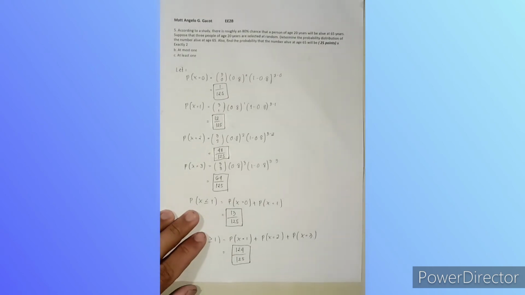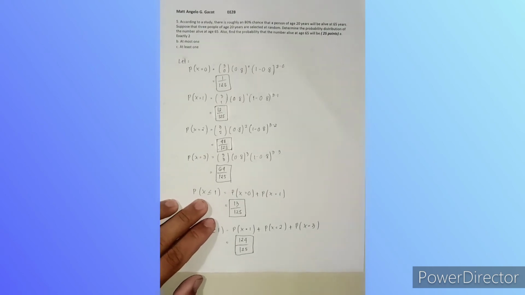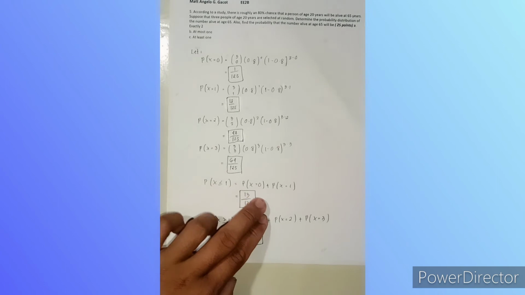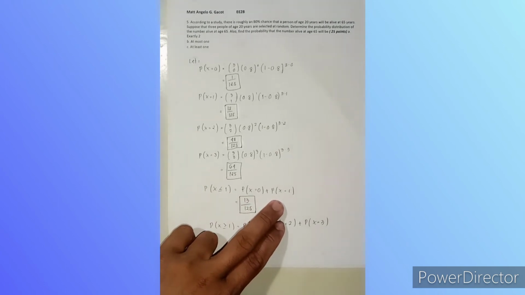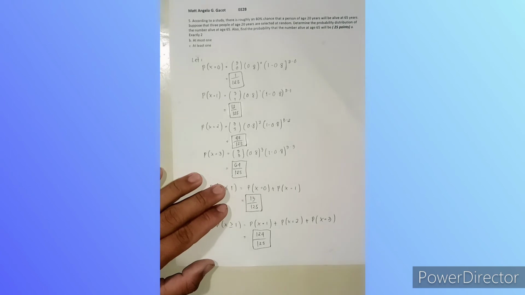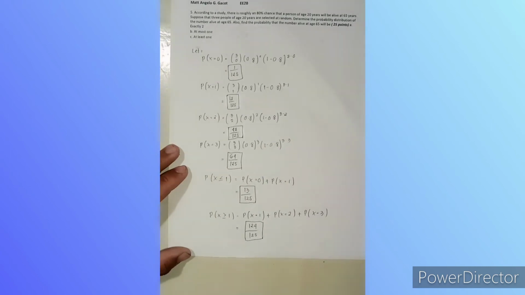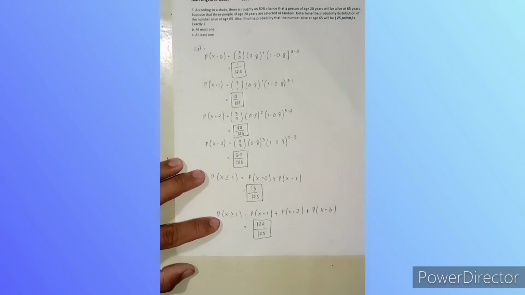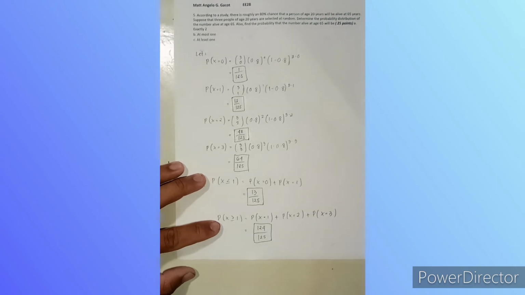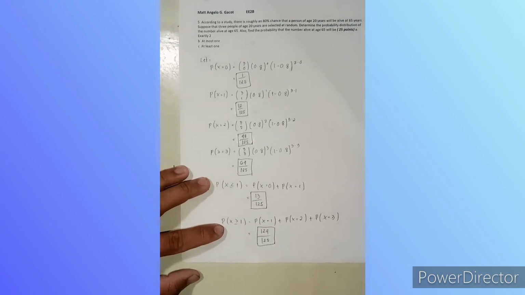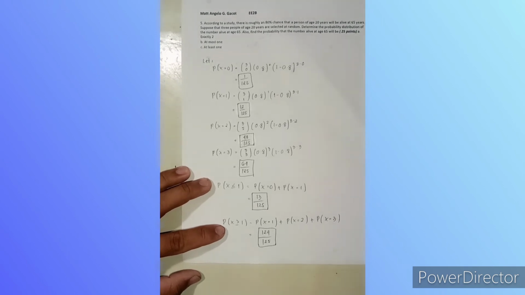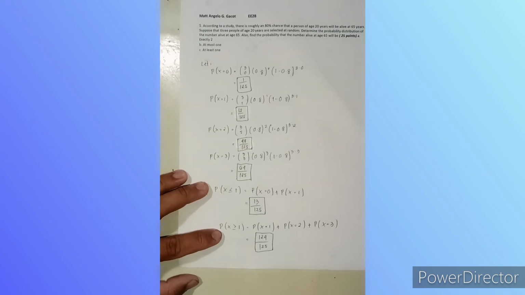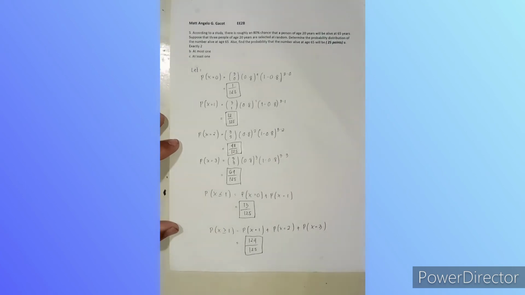For P of X less than or equal to 1 equals P of X equals 0 plus P of X equals 1, we have 13 over 125. For P of X greater than or equal to 1 equals P of X equals 1 plus P of X equals 2 plus P of X equals 3. We got 124 over 125.